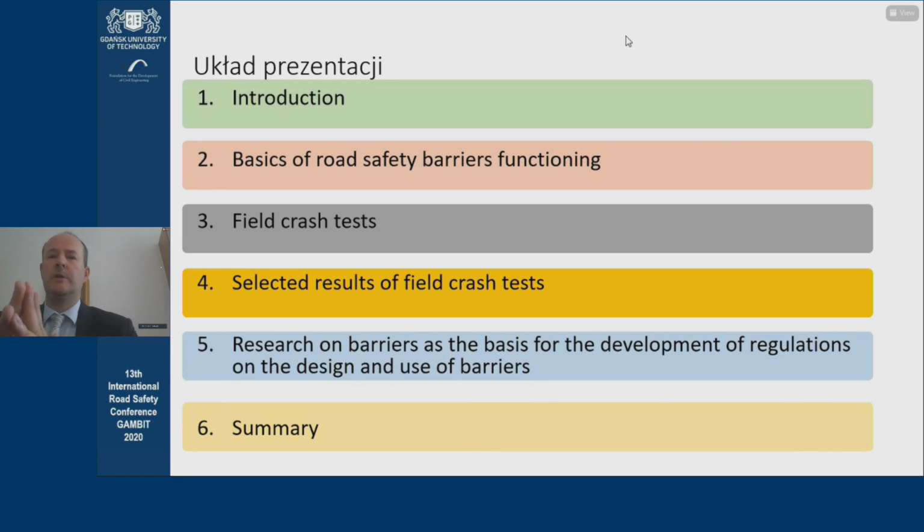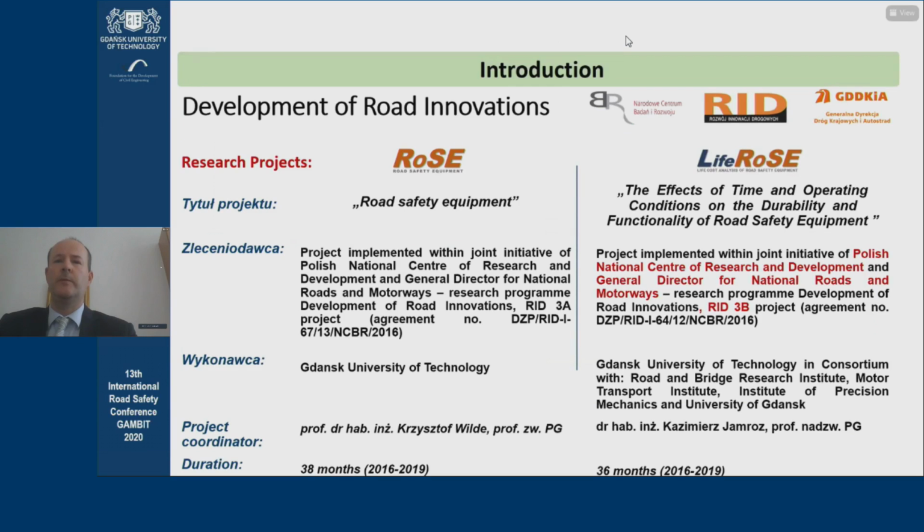In order to be able to run numerical analysis, we always have to run appropriate field tests. So there will be some selected results from the field crash tests. And finally, I'll discuss how those results can be translated into the principles of using road guardrails.